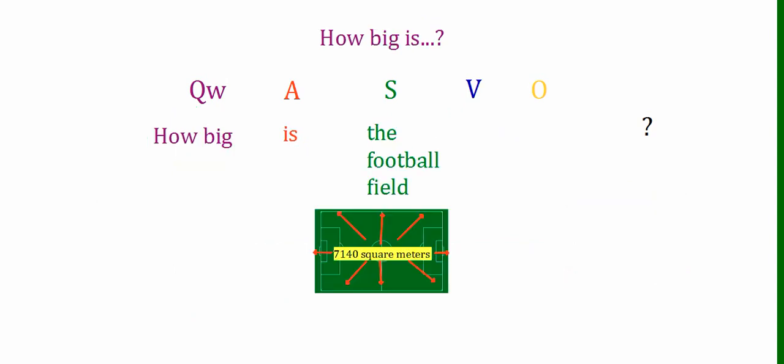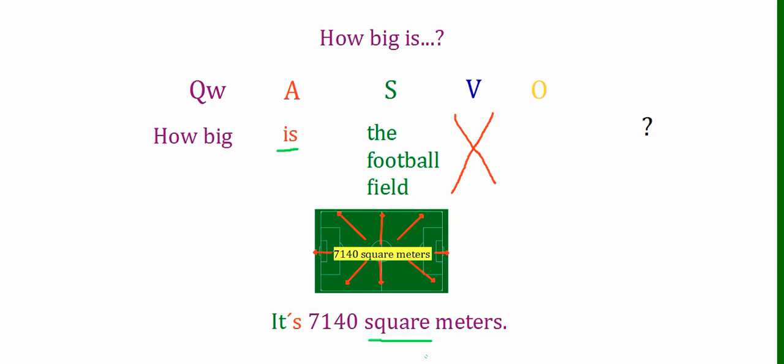So the next question we have is how big. And how big is for area. And again we have how big as the complete question word, and we have be in the auxiliary position. And because of that, we have no main verb. So how big is the football field? When we talk about area, our answer has to have square. The unit of measurement we're using is meters. So we would say it's 7,140 square meters. Okay, square is the term we use for area.